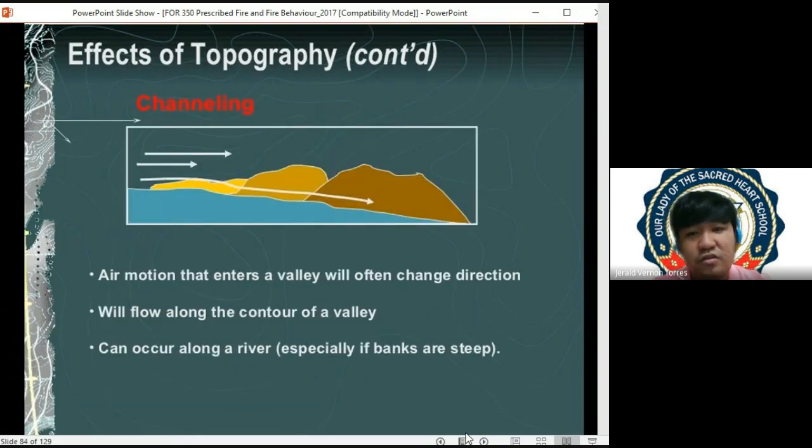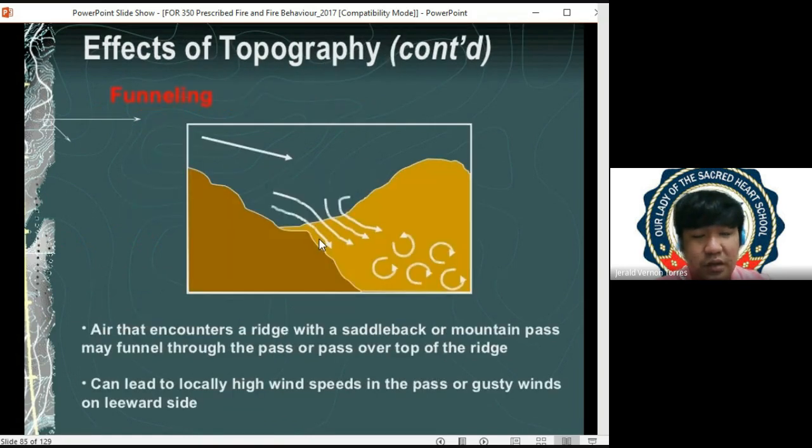Dito naman, due to channeling, kunyari, meron tayong channel sa gitna, ayan, this is a channel in the middle, we will expect na pag-enter sa channel, magbabago yung direction ng wind natin, and yung wind natin magpa-follow ng direction ng waters. So this can determine how will the fire spread all throughout the topography.